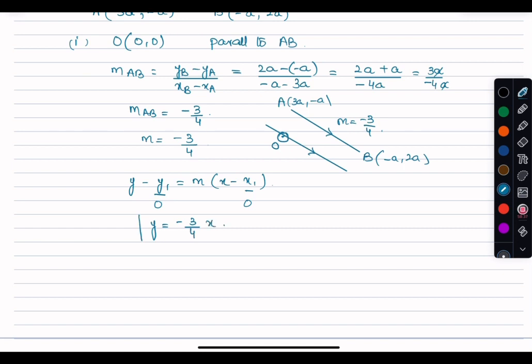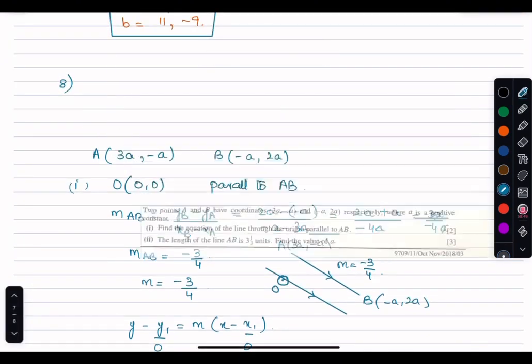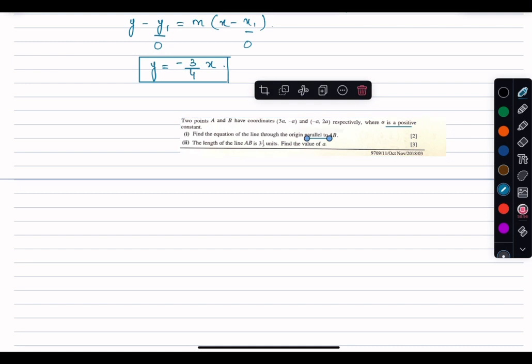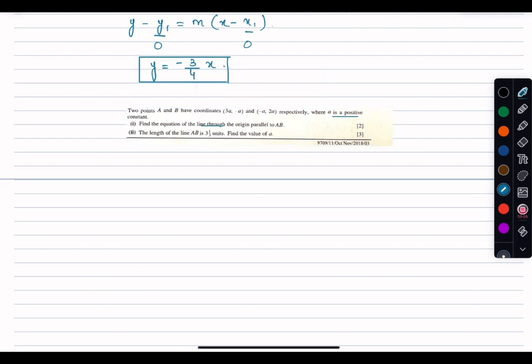This is how simple it was to solve part 1 here. Now the second part of the question says the length of AB is 3 whole 1 by 3 units. So find the value of a. The length of AB is 3 whole 1 by 3 units, meaning I can say it's 10 by 3.